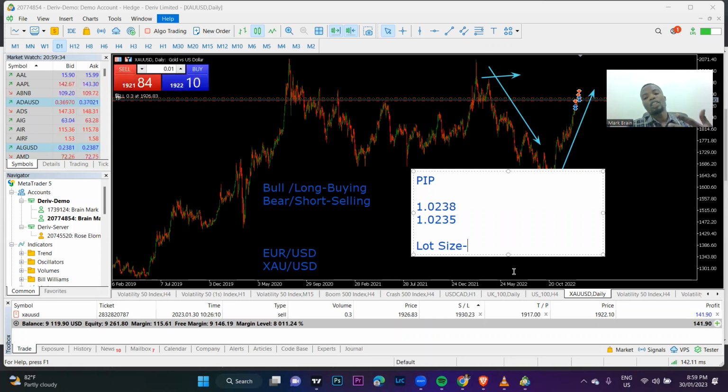Lot sizes actually go with your equity, and then we have recommended lot sizes as far as your account size is concerned, and that is going to determine your losses or your win per trade. That also factors into what we call risk management, because how much are you willing to risk per trade? So lot size is very important.